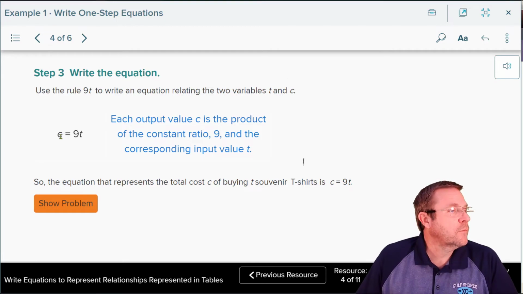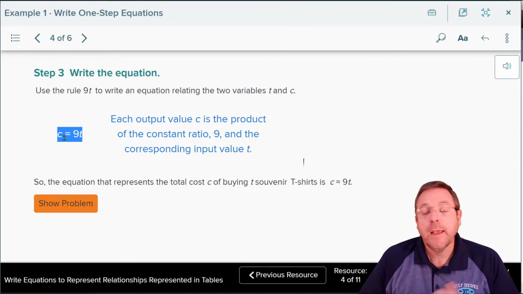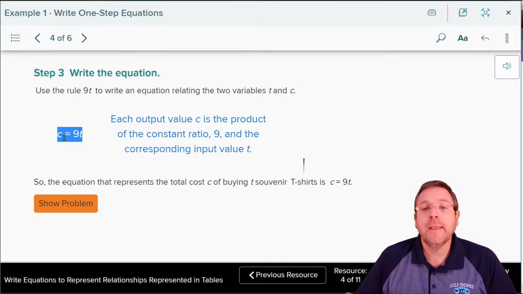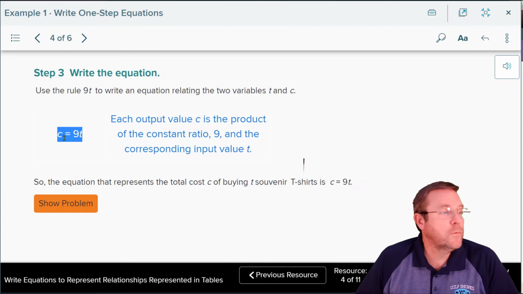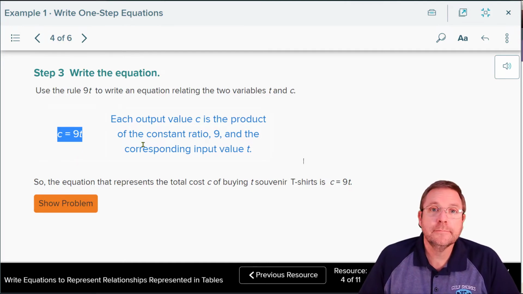So our equation is going to be what they show us right here. C, being the total cost, is equal to 9 times T. And you could also write that as 9 times T is equal to C. Either one of those is a perfectly good way of doing that. No matter what you're doing, though, you have to set it up to where your input, T, is multiplied by 9, and that is going to end up equaling your output.